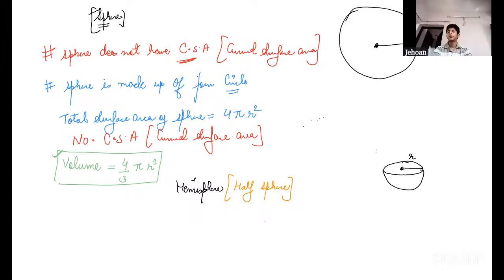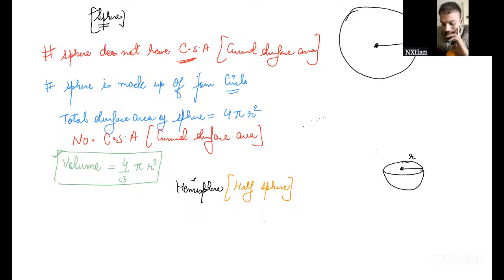The dome part, without counting the bottom or top, whichever. So it means that this part will be considered as CSA, because the top part will not be taken in CSA. So CSA is basically, as I told you, half of a hemisphere, like half of the sphere, no? So the CSA is basically the TSA of the sphere divided by 2.